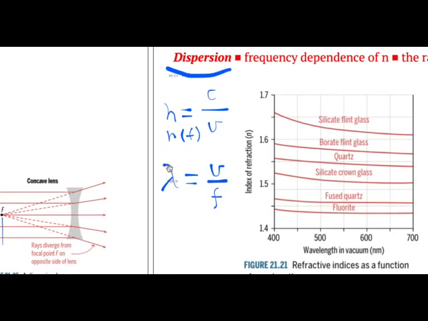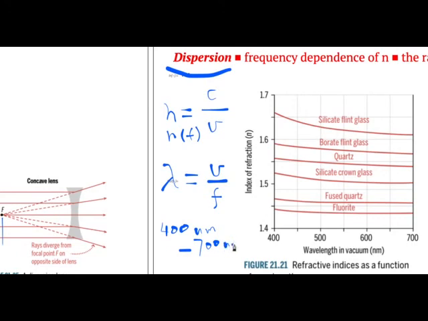So the range of wavelengths for visible light is something like 400 nanometers. Those are the short wavelengths. That's like blue and violet. 400 nanometers, up to about 700 nanometers. Those are the wavelengths that correspond to red light.